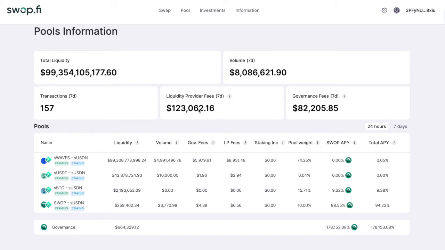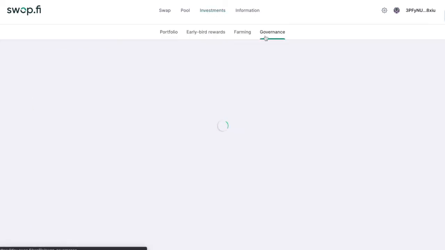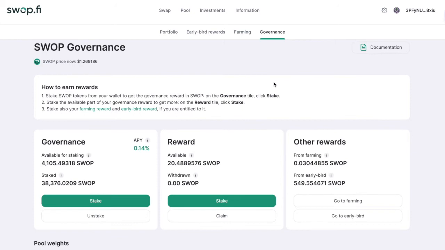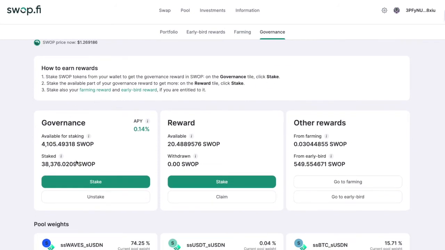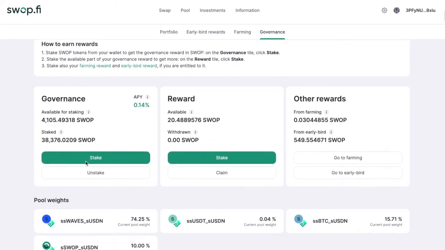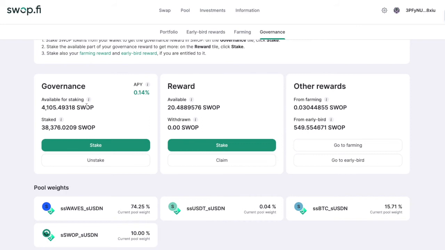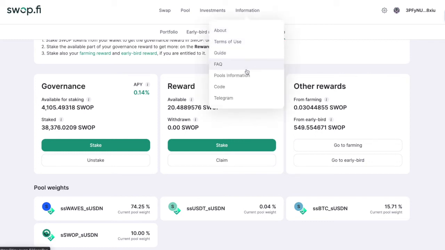So let's go back to the investment section and governance tab. Here we can see how many Swap tokens are available for staking. What is staking? Actually, it's almost the same as taking share tokens. You can lock your Swap tokens and earn more. And the information about the APY for a Swap token you can also find in the pools information.